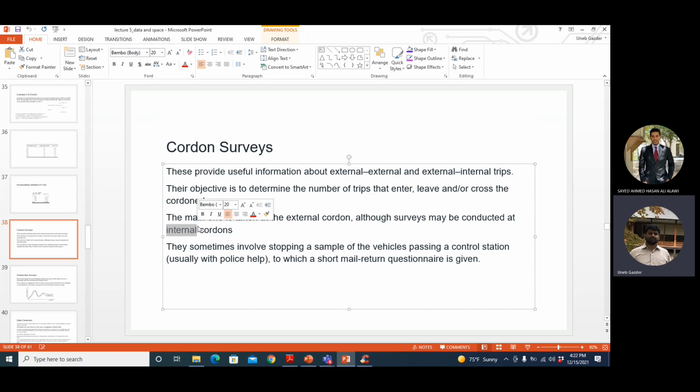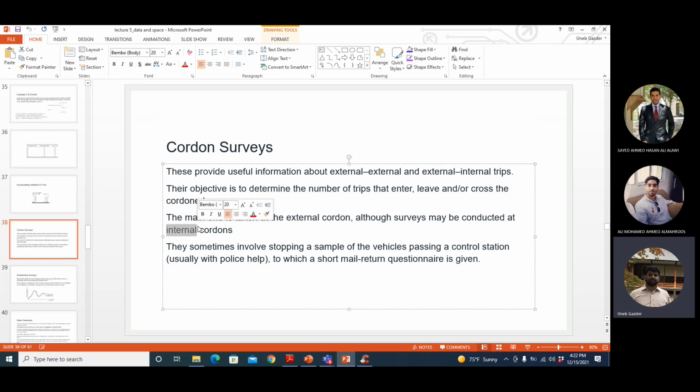Okay, and then you can give them the questionnaire which they have to fill, and then you will ask them to return this questionnaire via post. So they can fill it anytime when they're free, and they will return it to you via post.